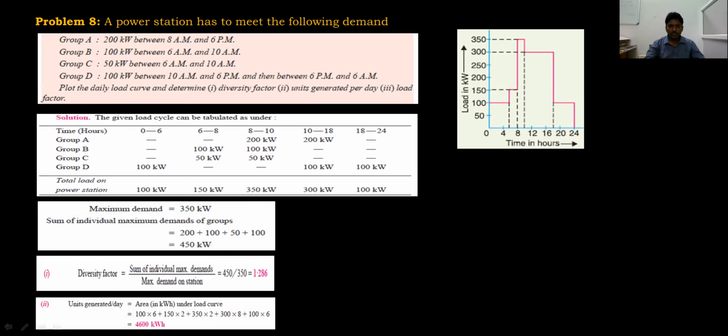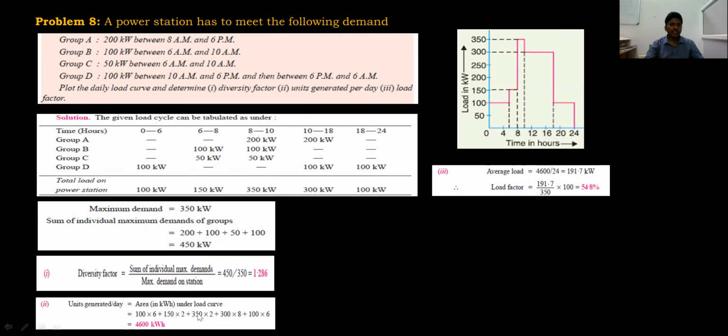100 into 6 plus 150 into 2. Total area is 4,600. In the previous problem, what we did is into 10 power 3. That is because the load was given in megawatts. But here in this problem, it has given the load in kilowatts. So directly we can multiply, we can find the area of each block, and we can find number of units generated per day. And the average load is total number of units generated divided by 24 hours.